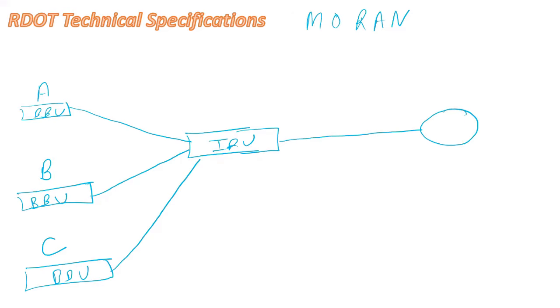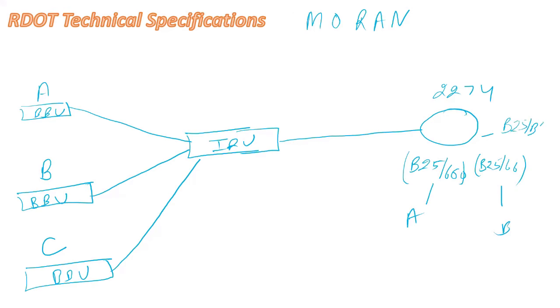Suppose we are using 2274, right? Here B25 and B66 are shared. So it can be operator A with B25, B66, operator B with B25, B66, and operator C with B25, B66. Each operator can use the full available spectrum, and we need only one R dot. So one R dot per location is shared between operators, with 2 bands per operator, and it can also offer 2T 2R MIMO at no additional cost. This way you can use the neutral host R dot.